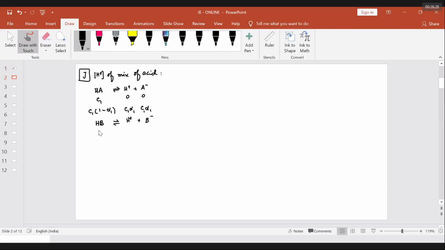What is this? C2. Very good. C1 alpha 1 is already present, and this is 0. Are you able to follow? Yes, this is C2 into 1 minus alpha 2, the degree of dissociation for the weak electrolyte number 2. I want some space here. Let me write this as A1.